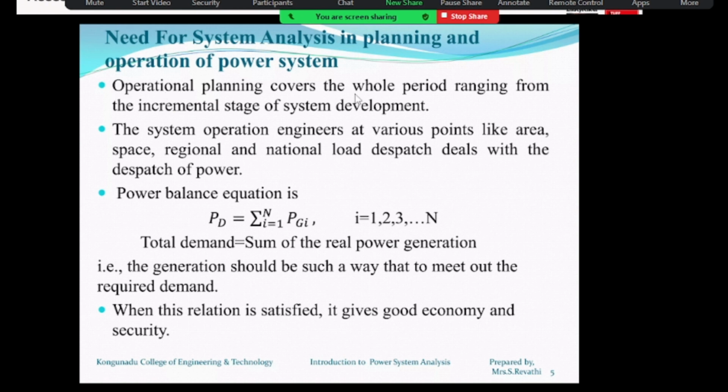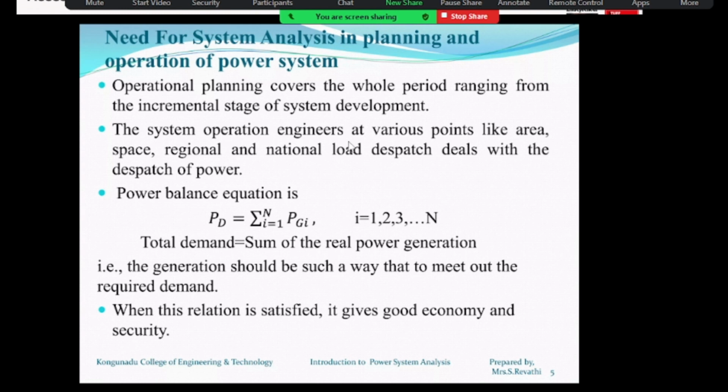So the operational planning covers the whole period ranging from the incremental stage of power system development. When we do the operational planning, like if we have built a grid station and we are going to operate it, then we do some operational planning. We calculate the initial voltages and we calculate the final voltages to cover the whole ranging periods from incremental stage to the system development. Like initially we will start from the beginning. Gradually we will be doing the increments to develop the system at the final stage.